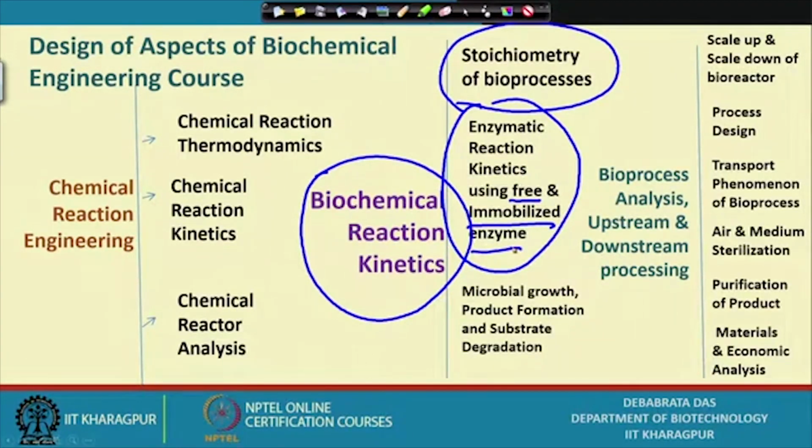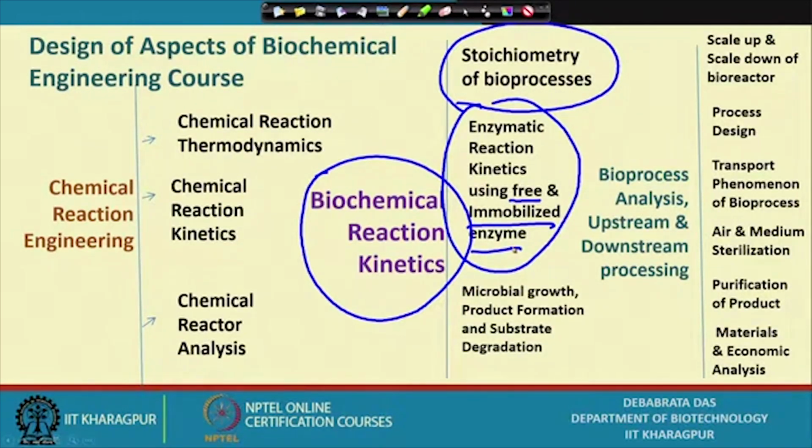Now, with free enzymes, we have two types of enzymes: soluble enzymes and insoluble enzymes. And our substrate mostly is soluble in nature. So if your substrate is soluble and the enzyme is soluble, then we consider it a homogeneous reaction. How the homogeneous reaction kinetics can be explained, we discussed in this enzymatic reaction kinetics.